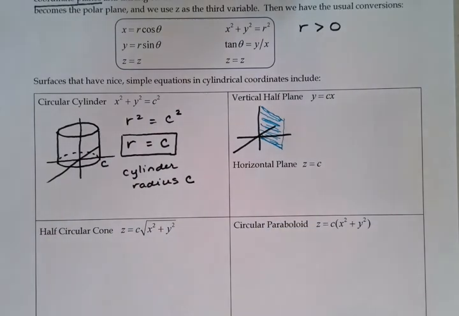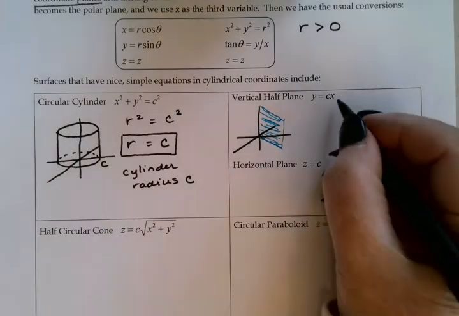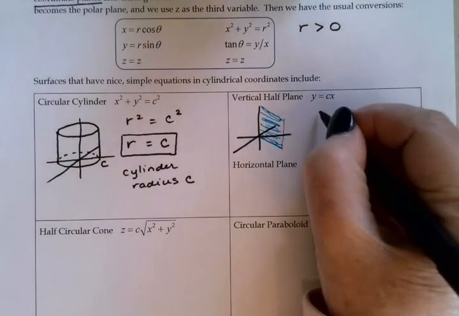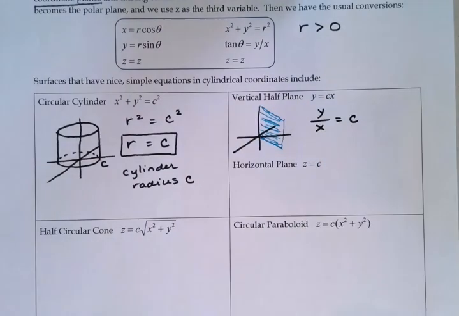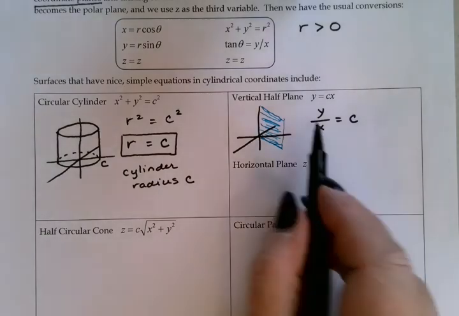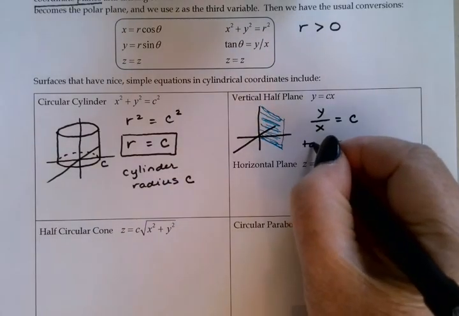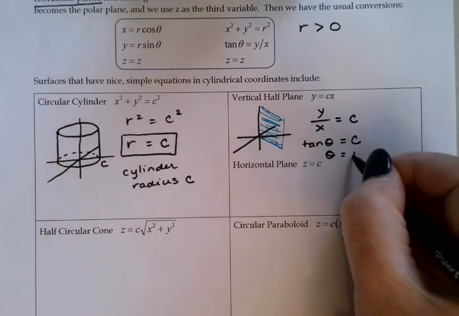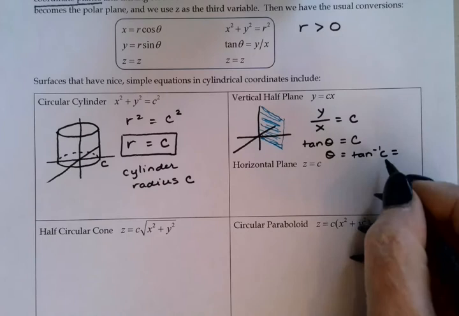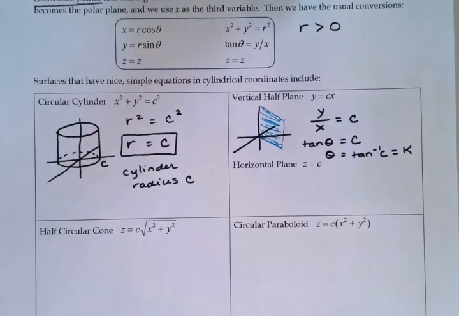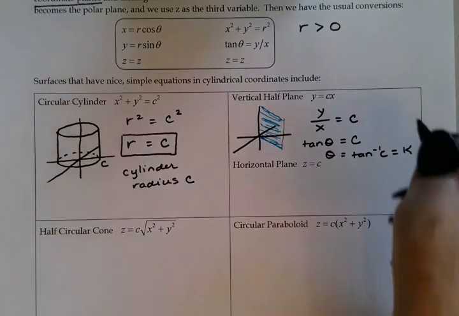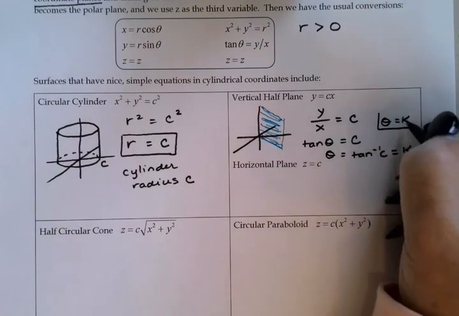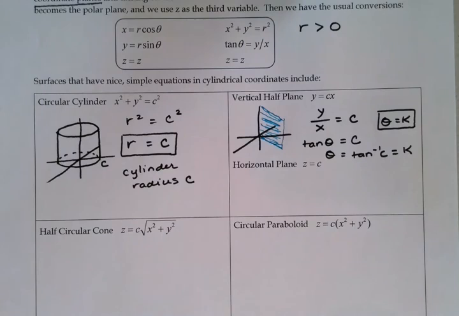I call it a half plane for a reason, and I'm going to get to that reason after we do the conversion into cylindrical coordinates. If I manipulate this equation just a little bit by dividing by x, I'll get y divided by x equals c. But y divided by x is the tangent of theta. And if I simply took the inverse tangent on both sides, theta would be the inverse tangent of c. But since c is a constant, the inverse tangent of that constant is just another constant. So theta equal to a constant is the equation of that vertical half plane.